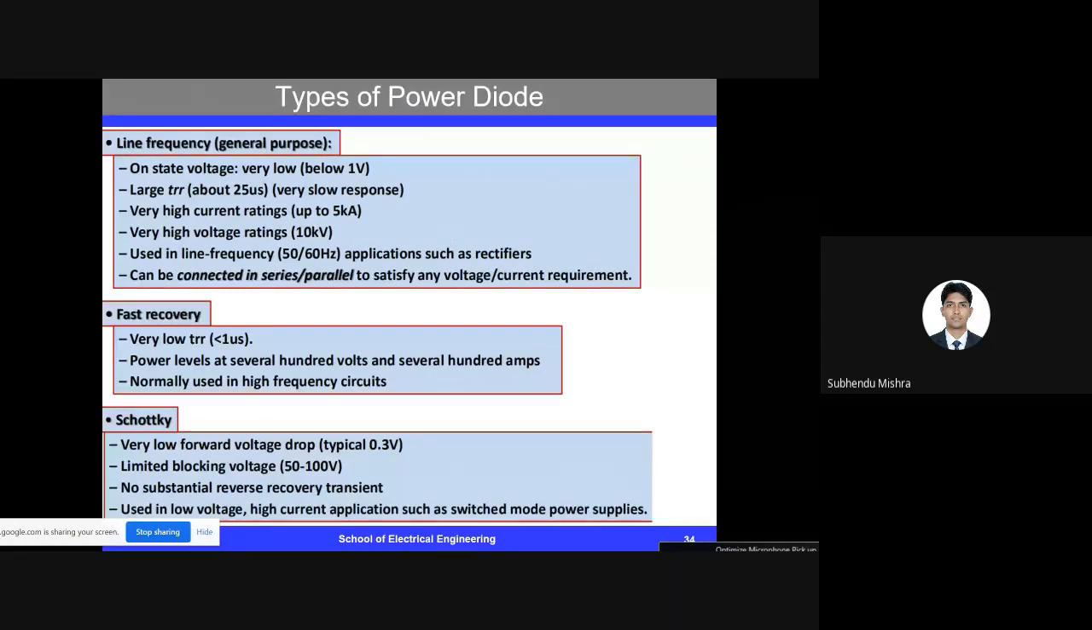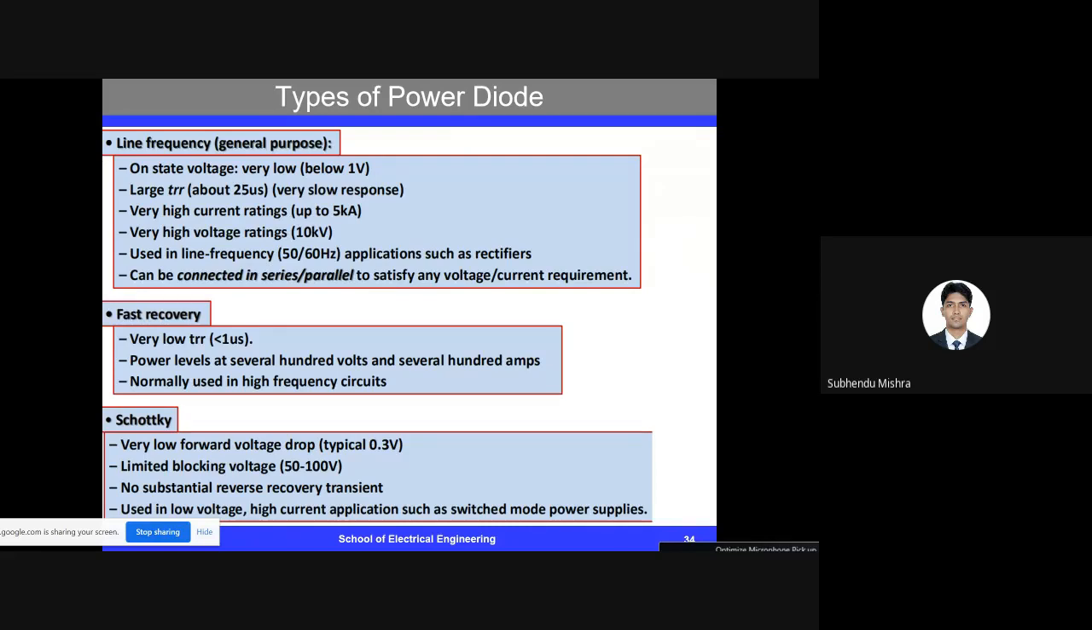What are the types of power diodes? There are primarily three kinds of power diodes. The first is the line frequency diode, also called a rectifier diode or slow diode. These are slow diodes in a way because their switching frequency is the same as the line frequency, around 50 hertz. They are used in applications such as rectifiers, and have very high voltage ratings, up to 10 kilovolts, and very high current ratings, 5 kiloamperes.